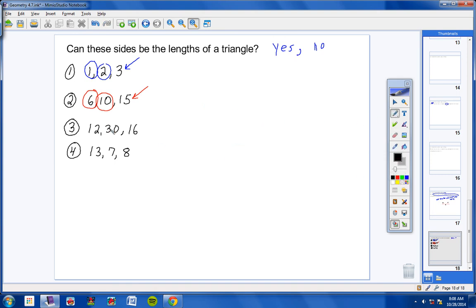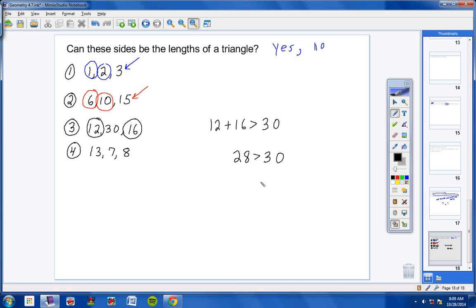All right, let's try this problem here. You can work ahead on these or stay with me. It's up to you. All right, let's circle the two smallest sides, or the two shortest sides, 12 and 16. So we have 12 plus 16 is greater than 30. There we go. Add these two together, and we get 28 is greater than 30.